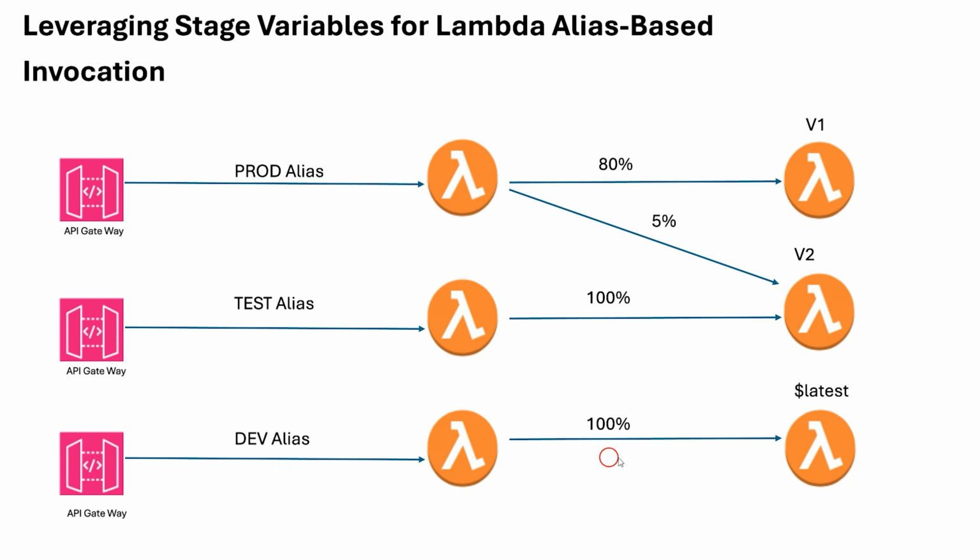And similarly the dev alias. So like this, by leveraging the stage variables and also using the Lambda aliases, you can achieve this kind of use case. You can efficiently and reliably route your requests to the different versions of the same Lambda by using aliases.